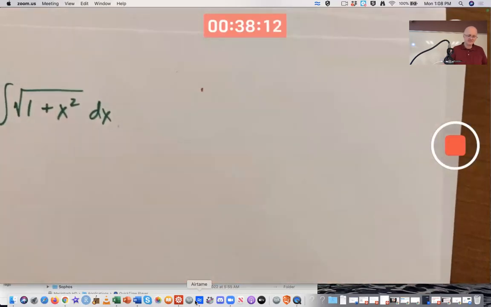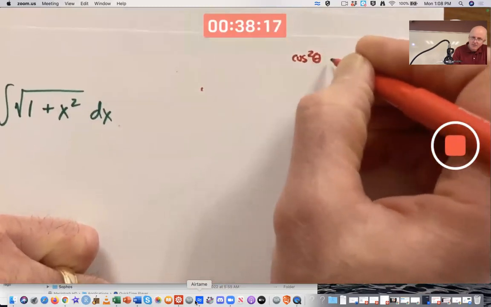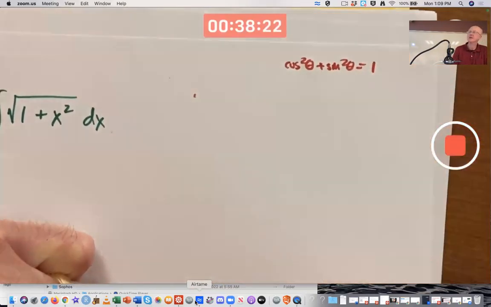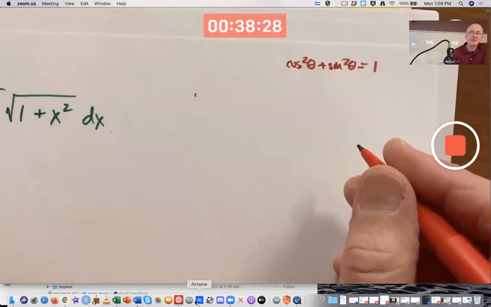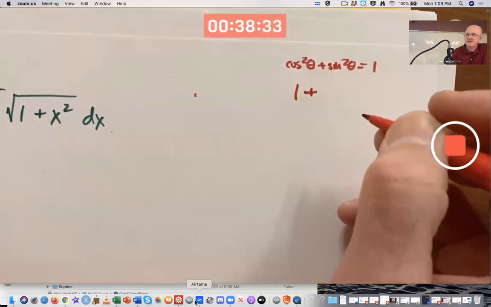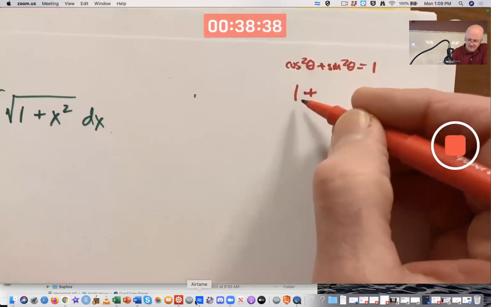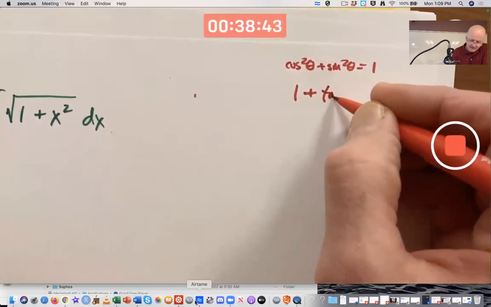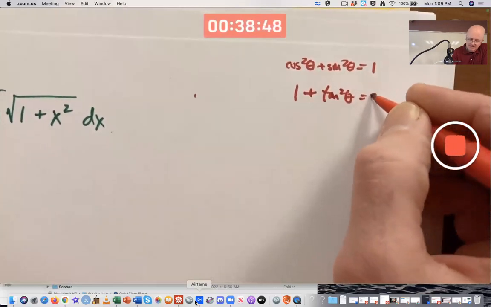We are motivated by another trigonometric identity that is related to this one. We know cos squared theta plus sine squared theta always equals 1. If you divide everything by cos squared theta, you'll get another trigonometric identity that is always true when it is defined. Cos squared theta divided by cos squared theta is 1. Sine squared theta divided by cos squared theta is tan squared theta. And 1 divided by cos squared theta is what we call secant squared theta.